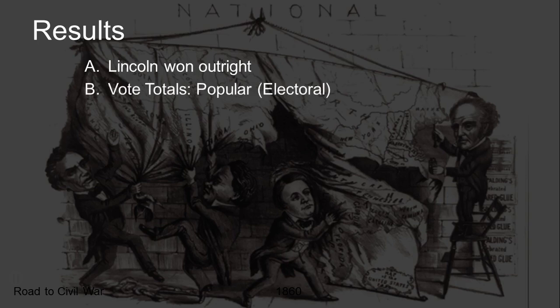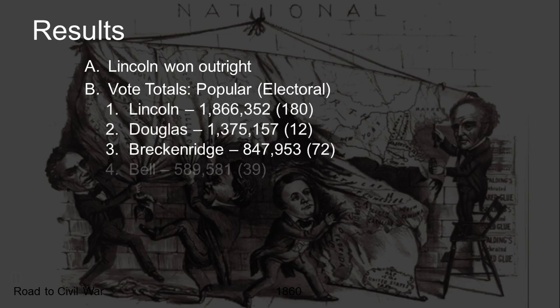For those of you that are in my class, you do not have to write down these numbers that I'm fixing to show you. Okay, these are the vote totals. I'm not going to ask you about the numbers, but I have them up here because I want you to see something real quick. These are the vote totals for all 4 guys. Okay, and you have the popular vote in front, and then in parentheses the electoral vote. Lincoln wins outright with 180 electoral votes.